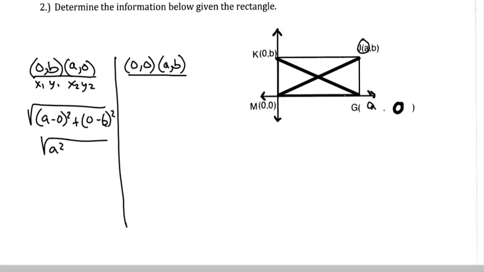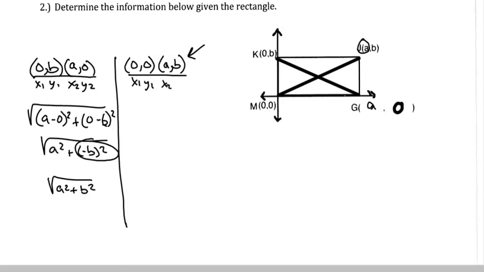Square root of a squared plus negative b squared. We're going to keep going until it's simplified as much as we can go. Square root of a squared, negative b times negative b is b squared. If I can make this one also into square root of a squared plus b squared, then we know that they will be the same length.